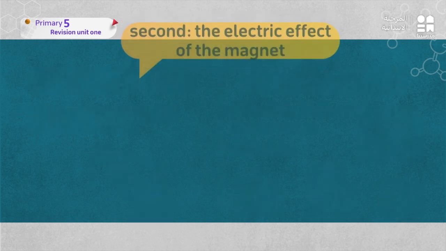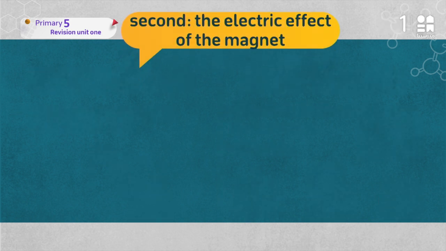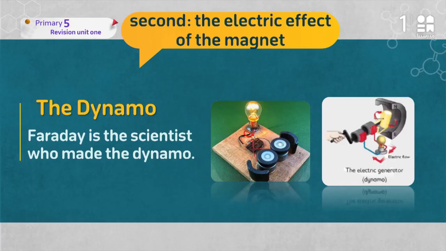Now the second part of lesson number 4, which is the electric effect of the magnet. This time we have a magnet and we will get electricity from it. What device did we use here? The dynamo. Who discovered this electric effect of the magnet? Faraday. So Faraday is the scientist who discovered the electric effect of the magnet, and he is the scientist who made the dynamo. The dynamo consists of two things: a magnet and copper wire.